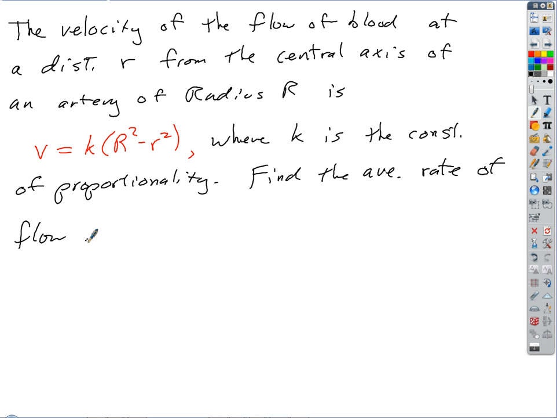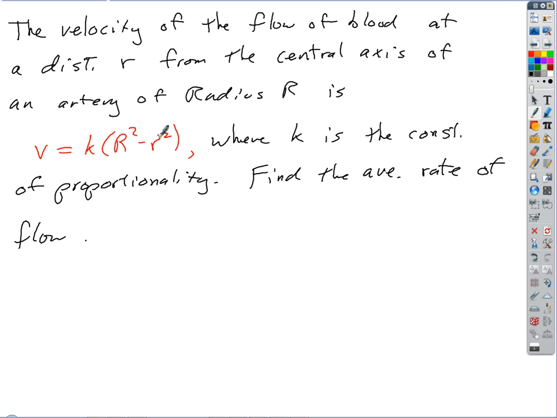Okay, so let's have a look at this. This is a pretty cool question. This is the kind of thing, and this is real world stuff. I mean, this is something that would be valuable to know. So the velocity of the flow of blood at a distance r from the central axis of an artery of radius capital R is given to us by that function, okay?